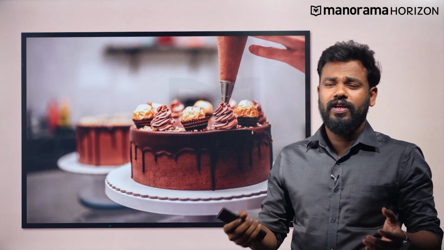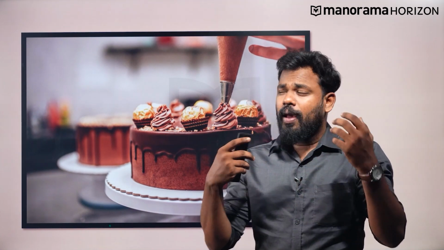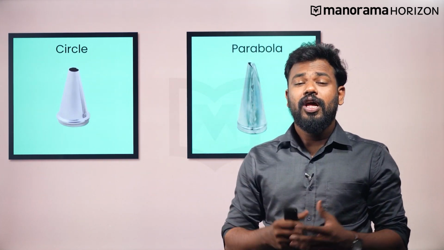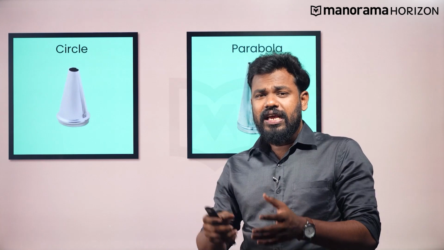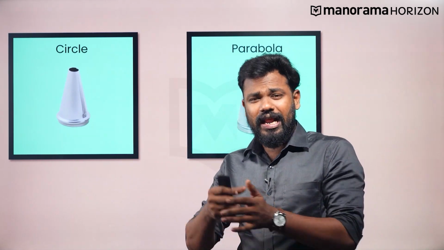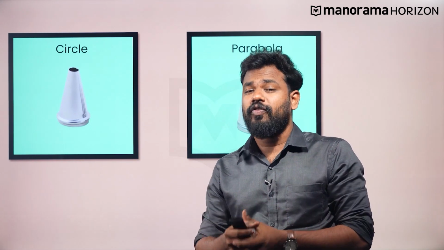Section of a cone. We all love to have cakes, and cakes do look beautiful because of the different decorations on top of it. And these decorations are made using different conical shapes. And these shapes sometimes may be of circle or it might be of parabolic. And what has this got to do with our chapter, that is conic section? So these different circles, parabolas, maybe hyperbolas or ellipses are different sections of a cone.